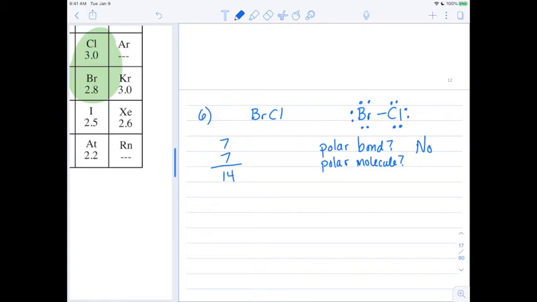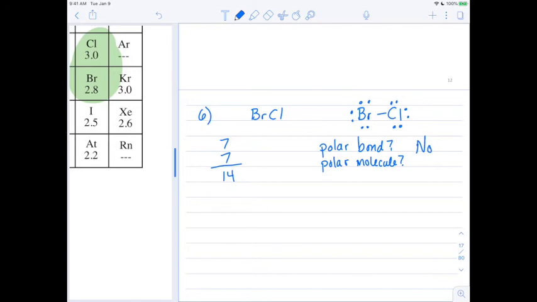Let's see, do we need a double bond? 2, 4, 6, 8, 10, 12, 14. And around bromine, we have 2, 4, 6, 8. And around chlorine, we have 2, 4, 6, 8. So it doesn't look like we need a double bond. Oh, no worries. It's always good to double check. All right, so any questions about why we would say that this is not a polar bond with an electronegativity difference of only 0.2?